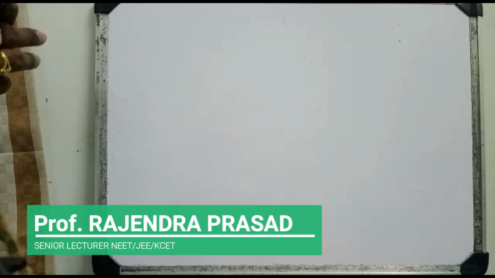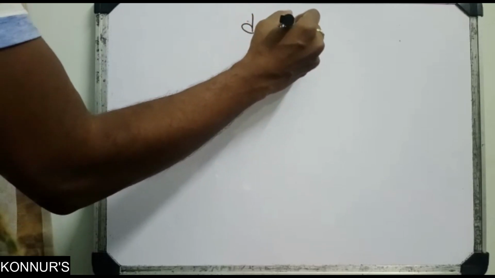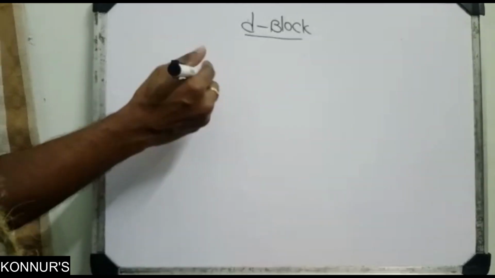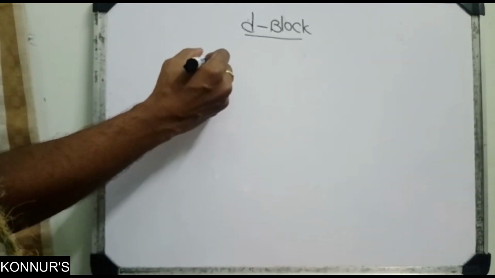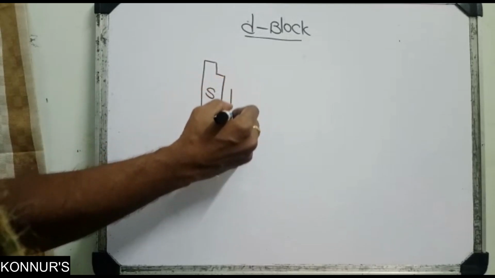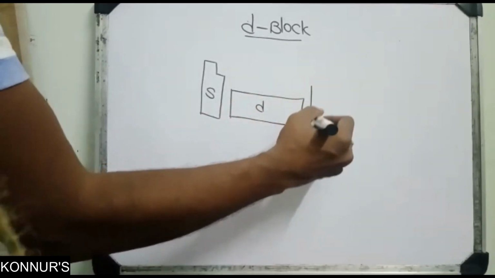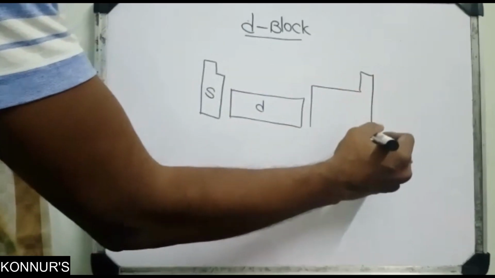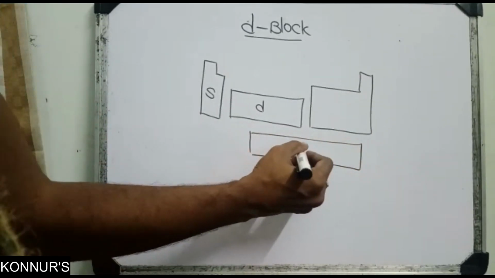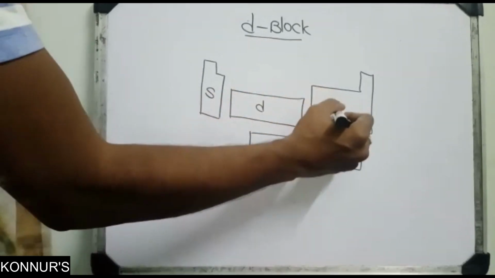So today we are going to discuss D block elements. So where is the D block element? If you see our periodic table, here first S block, next D block, next P block, next F block. So this is our modern periodic table. So this is P block.